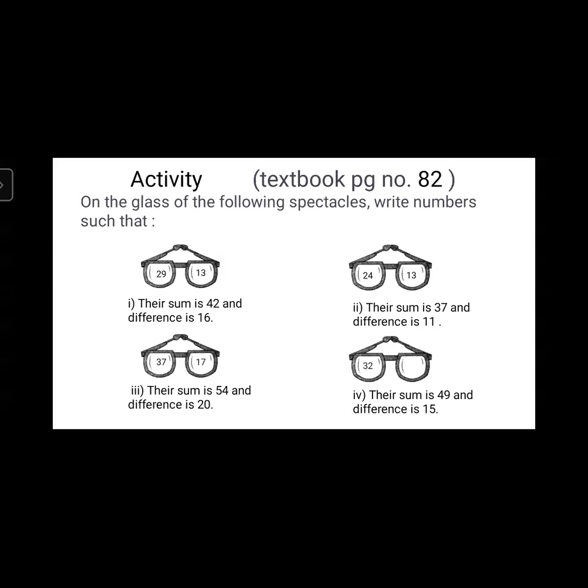Then next is 49 plus 15 is 64. 64 divided by 2 is 32. You have to write 32 on the first glass. Then 49 minus 32 is 17. So the next value is 17.